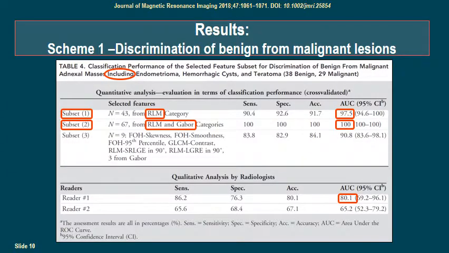When we included all benign masses, and when we had 38 benign versus 29 malignant tumors, the RLM textural category could provide a high diagnostic performance of 97%. And when Gabor was added to RLM, it could reach 100% of accuracy. In the meantime, our radiologists could at best reach 80% of diagnostic performance.